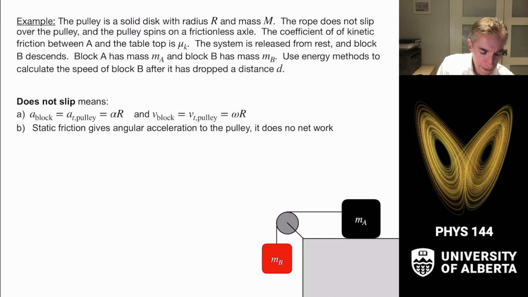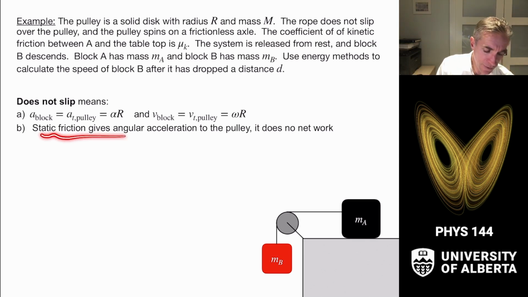And so what that means is the acceleration of the block is equal to the tangential acceleration of the pulley. And the velocity of the block is going to be equal to the tangential speed of the pulley, which is omega r. And so this gives us a connection where we can connect the speed of the block to the angular speed of the pulley. And once we have that, we can link up the system.